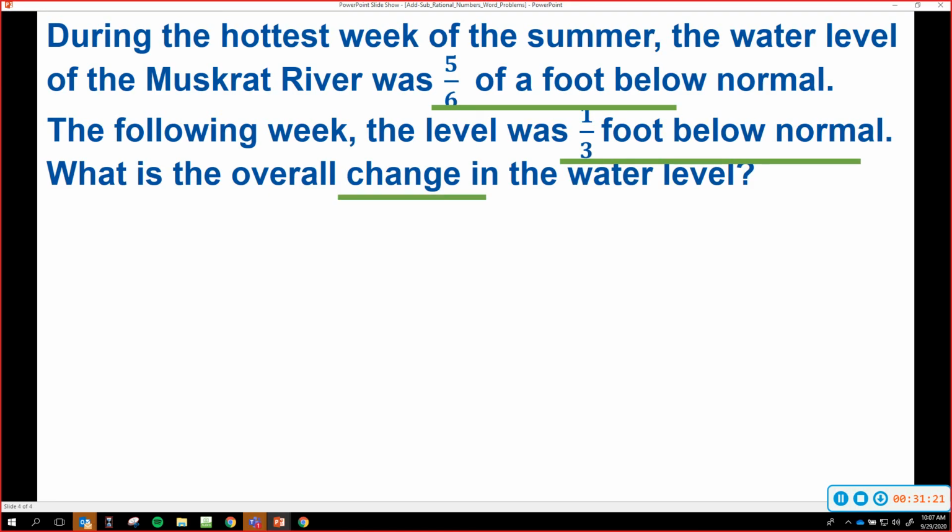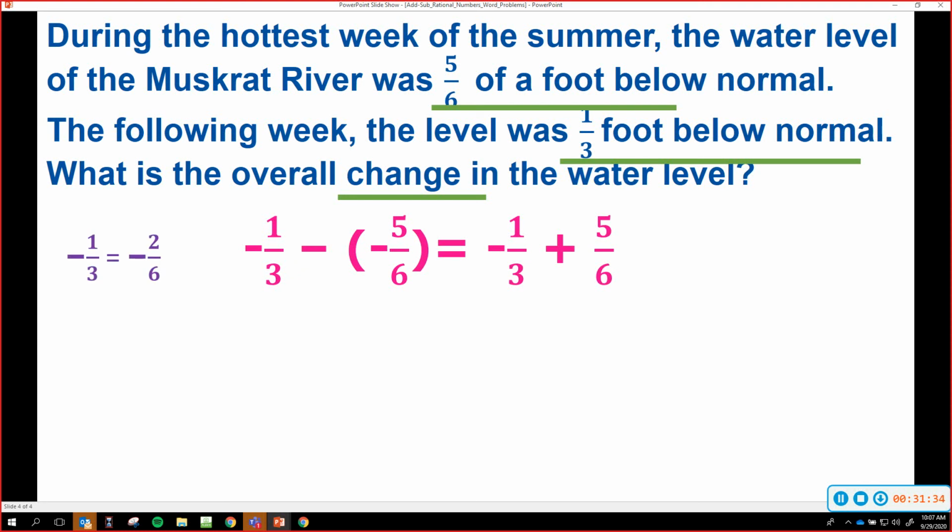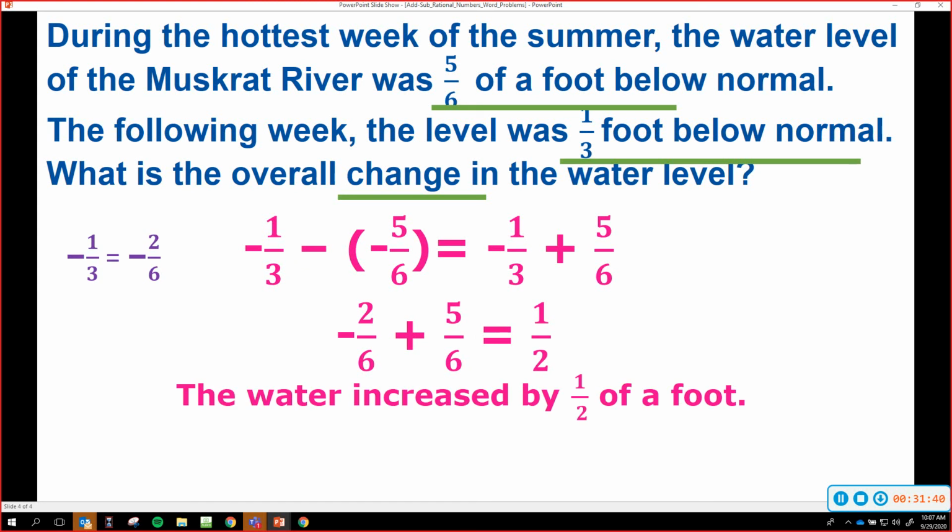So the change is what they asked us to do. So my bigger number minus my smaller number, -1/3 minus -5/6. So we keep the first one the same, change to addition, add the opposite. We found a common denominator. We get 1/2 foot. Now, if anyone's confused, this is a great opportunity to look at this number line, because most people like looking at it on a number line to make sense of it.